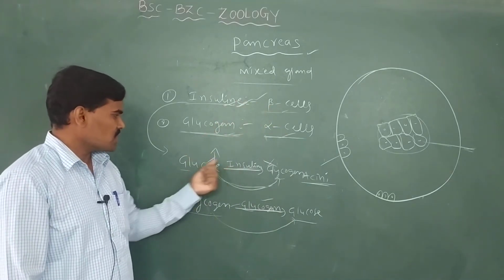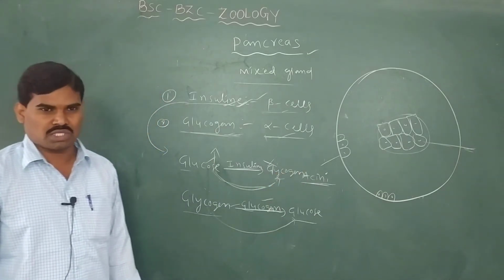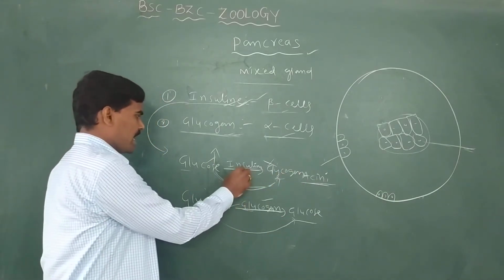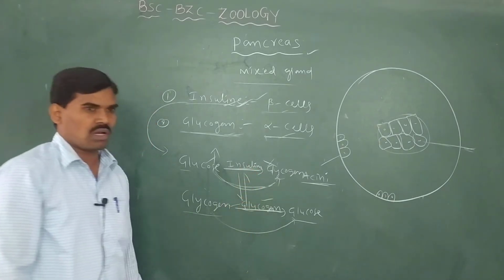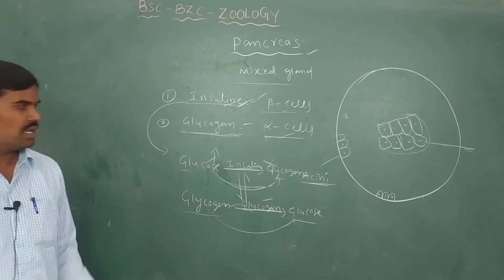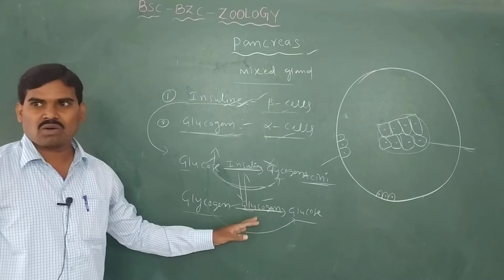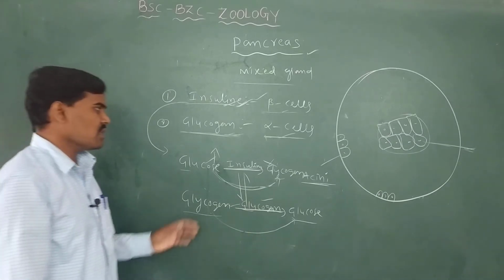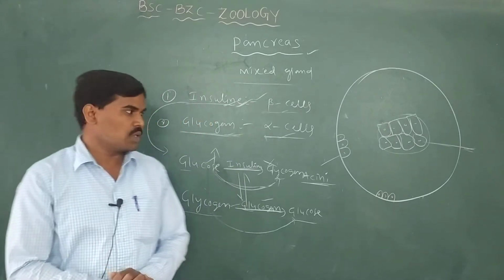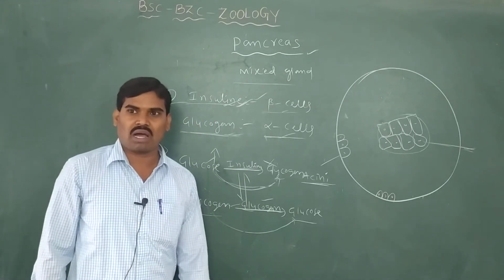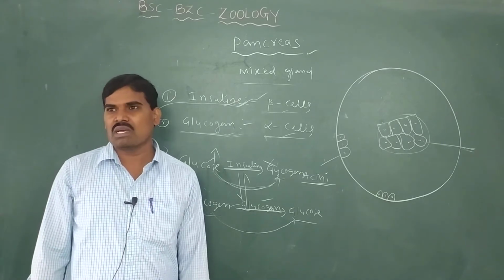The insulin hormone converts glucose into glycogen, so it decreases the glucose level. So insulin and glucagon have opposite functions: one decreases the glucose level in the blood, the other increases it. In this way, the two hormones, glucagon and insulin, balance and control the glucose level in the blood. Then the somatostatin hormone.